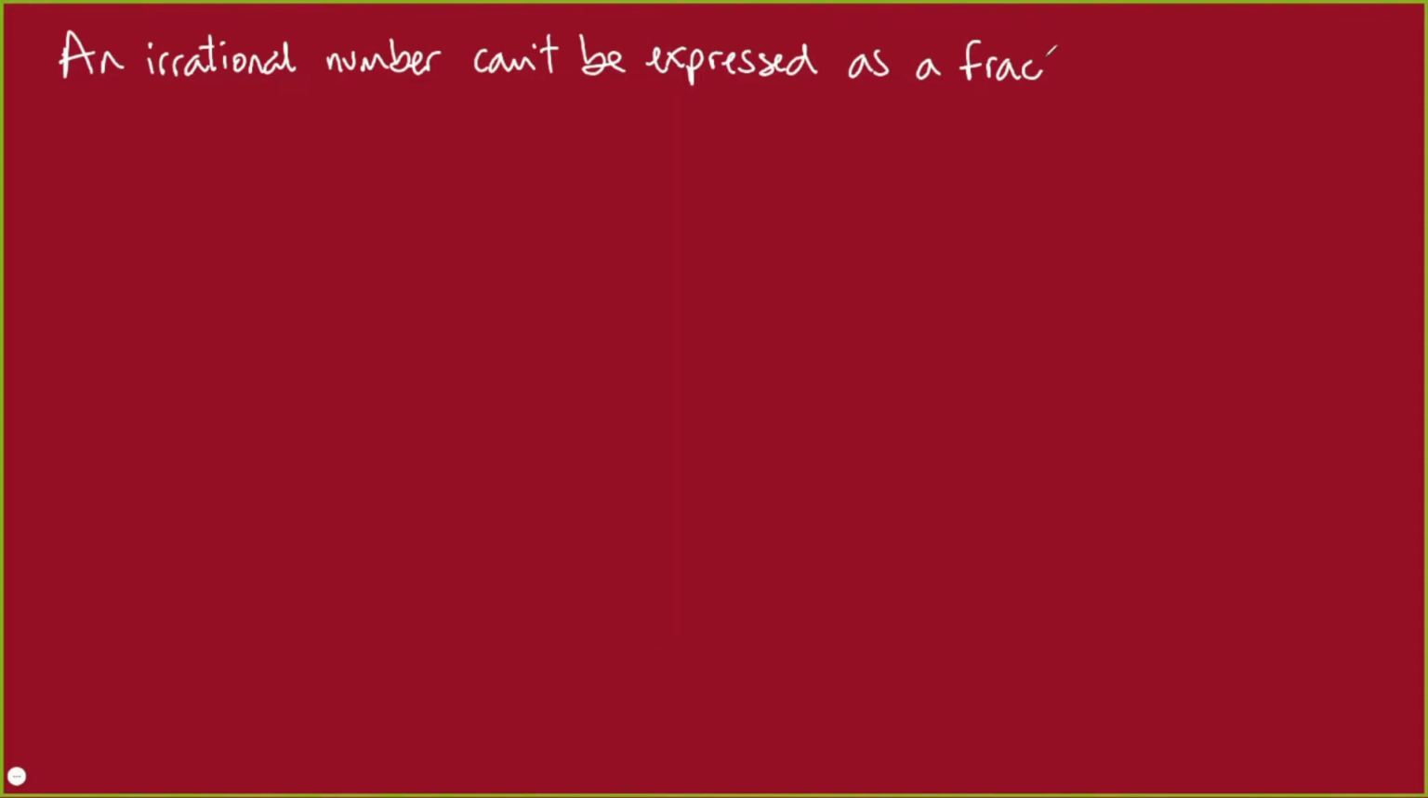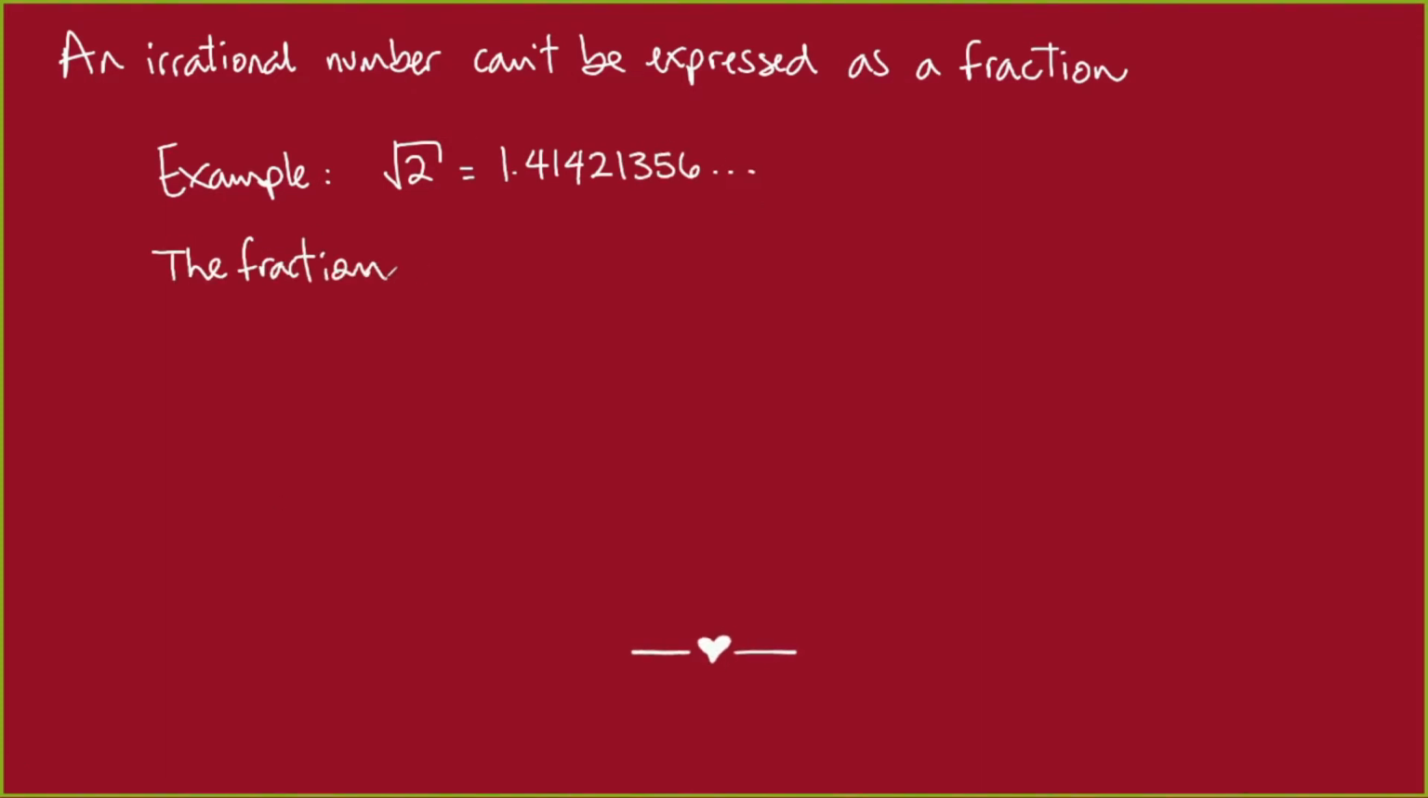For example, the square root of 2 is 1.41421356, infinite decimals that don't follow a pattern. There's nothing that repeats, which makes it impossible to be represented as the quotient of two integers. The closest fraction is 99 divided by 70, but it's not the same number.